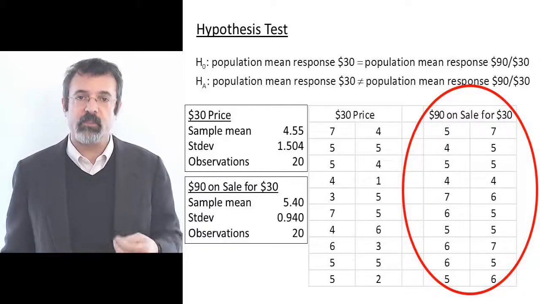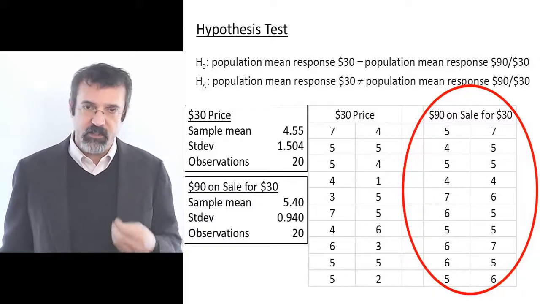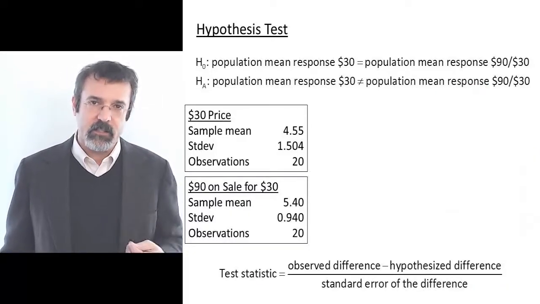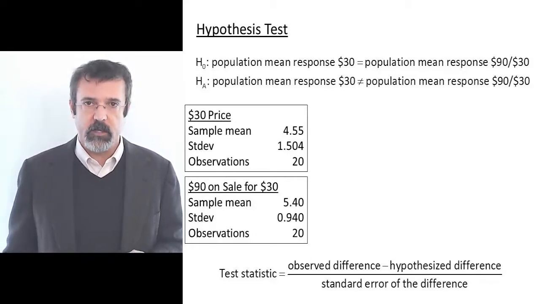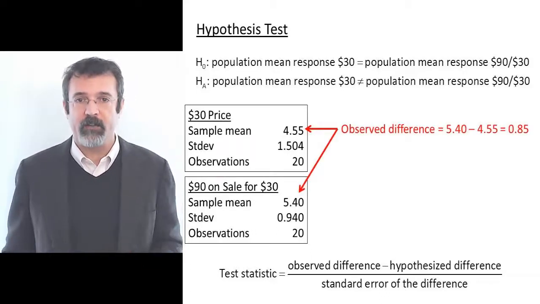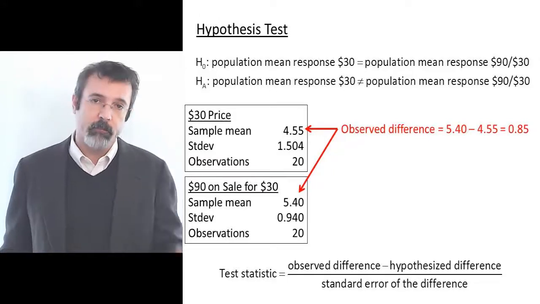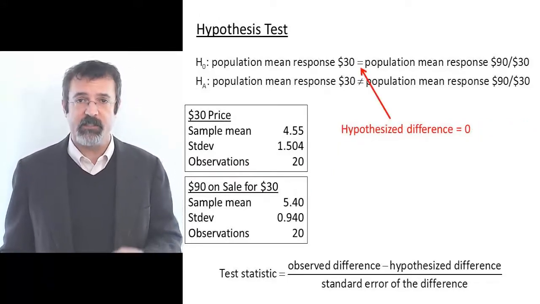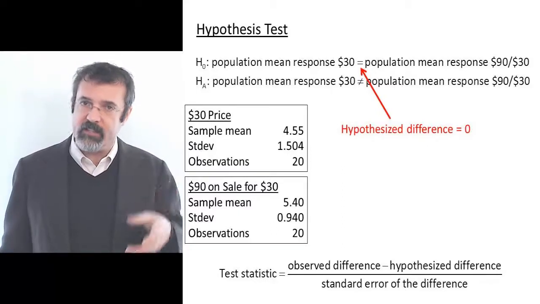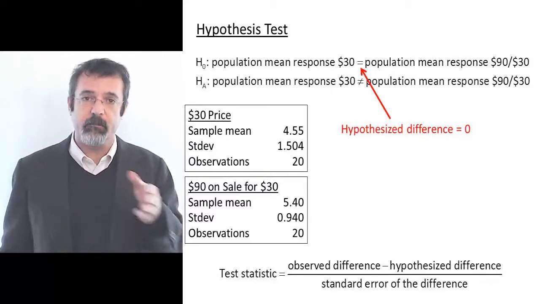To conduct a difference of means test, we start by constructing the test statistic. The test statistic is the observed difference in means minus the hypothesized difference in means divided by the standard error of the difference in means. The observed difference in means is 0.85, 5.40 for one group minus 4.55 for the other group. The hypothesized difference in means is 0. That is, we're hypothesizing that the population means are the same for the two groups.